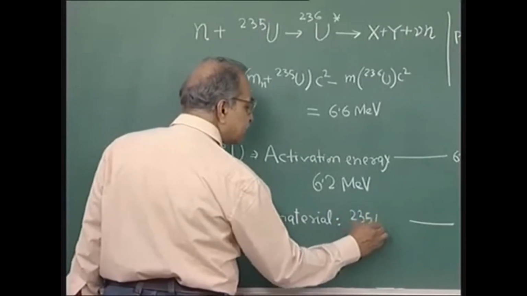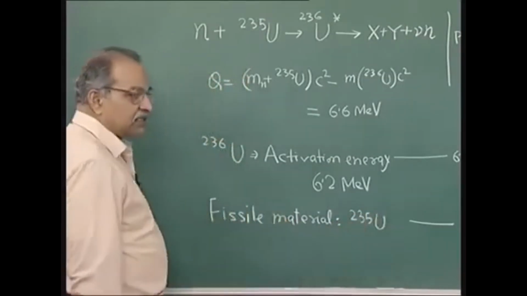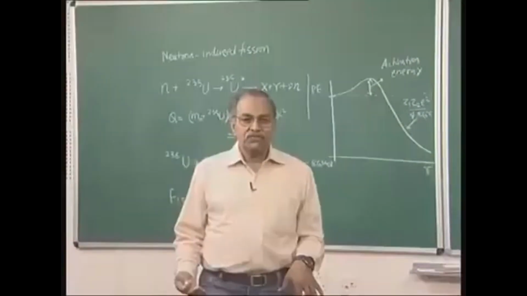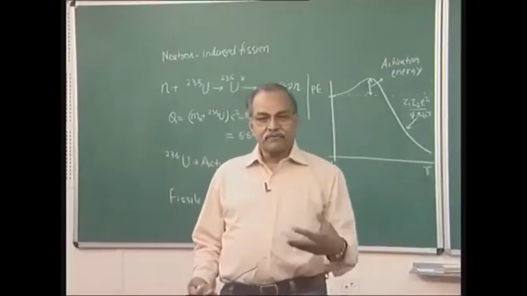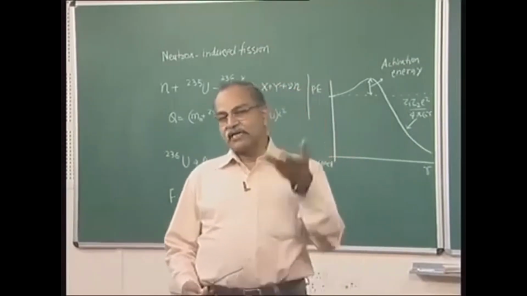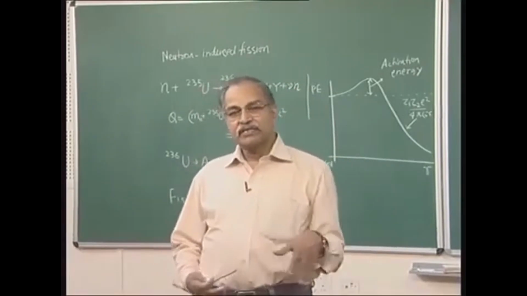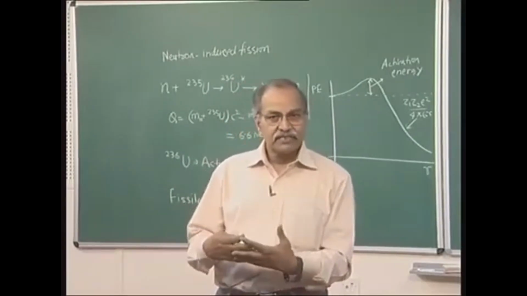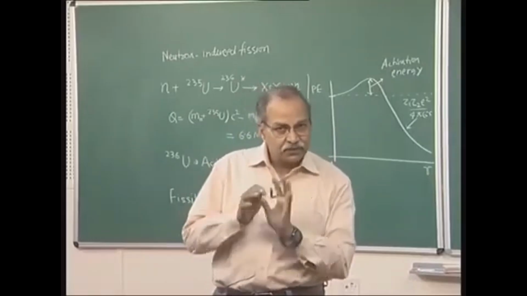Uranium-235 is a fissile material. Fissile material means the materials in which very low energy neutrons can get absorbed, and then without any potential barrier penetration it can readily fission. So, that is fissile material. Uranium-235 is one of the fissile materials.